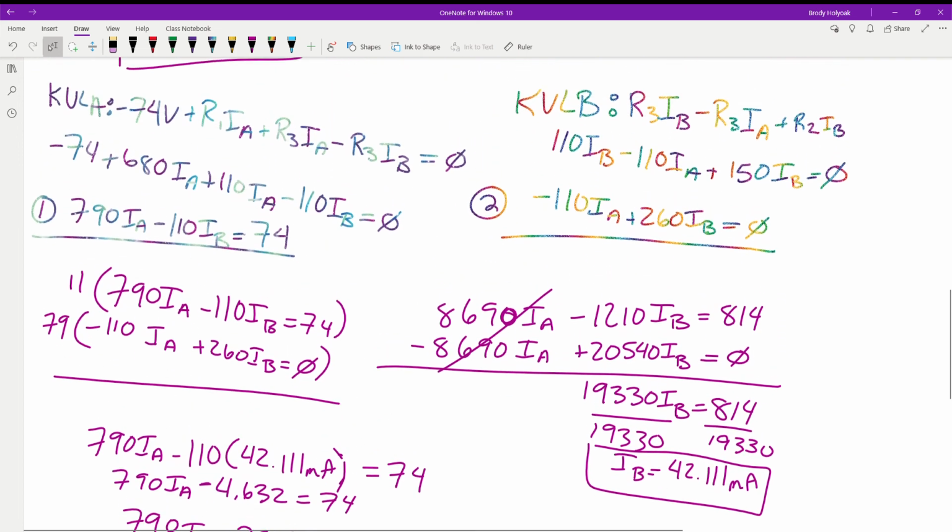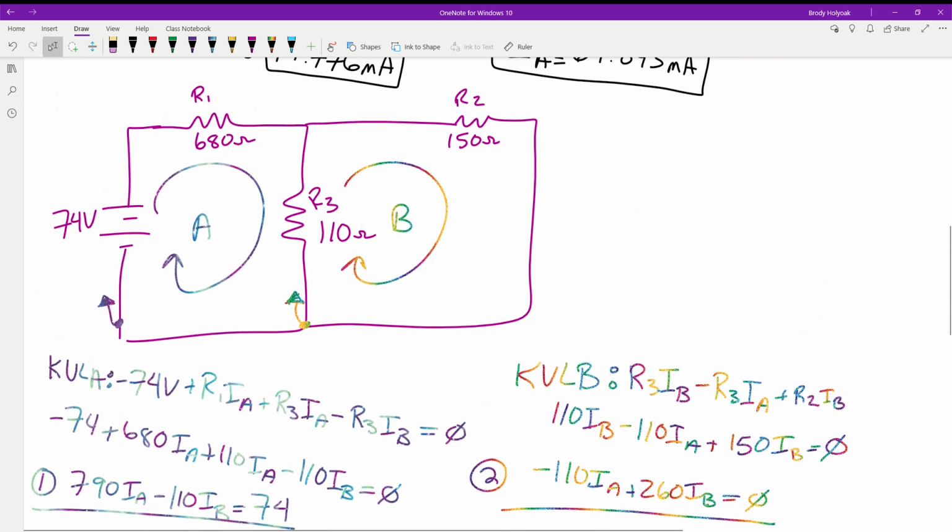Go back up to our original circuit. Those are positive, so we don't have to flip those directions or do anything else with them. We put in the currents: 99.534 milliamps and 42.111 milliamps. And now with that, we go through and solve for our voltages.